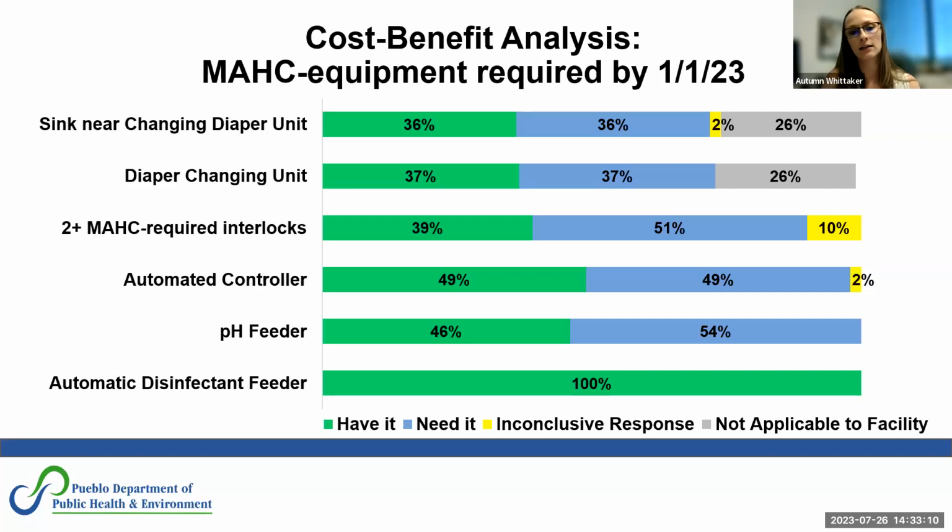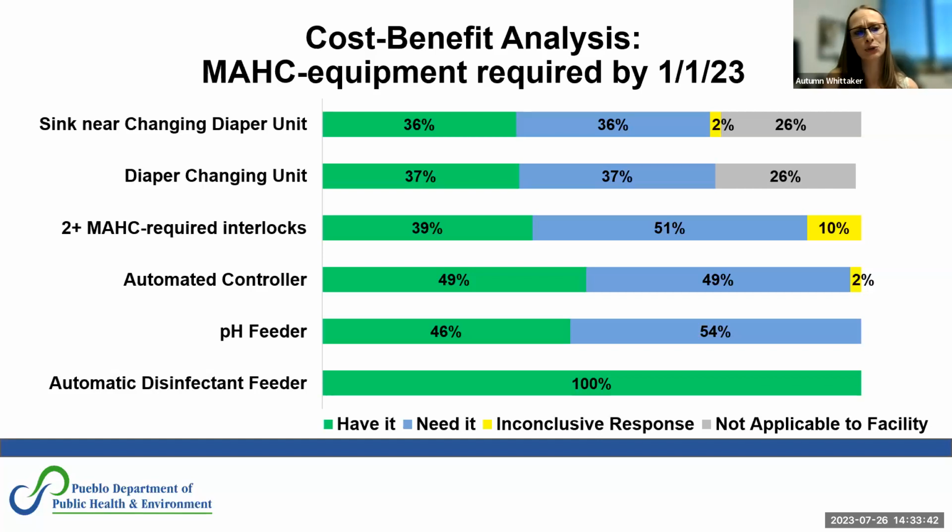And then in the green, you'll have the percentage of facilities that have that equipment. In blue, it's those that need it. Yellow means we got an inconclusive response. We weren't really sure what they were trying to say. The responses negated each other. And then in gray, you have facilities that did not need that equipment. So overall, we had 100% of our facilities with an automatic disinfectant feeder. About 50% had that pH feeder. And also the automated controller was split 50-50.